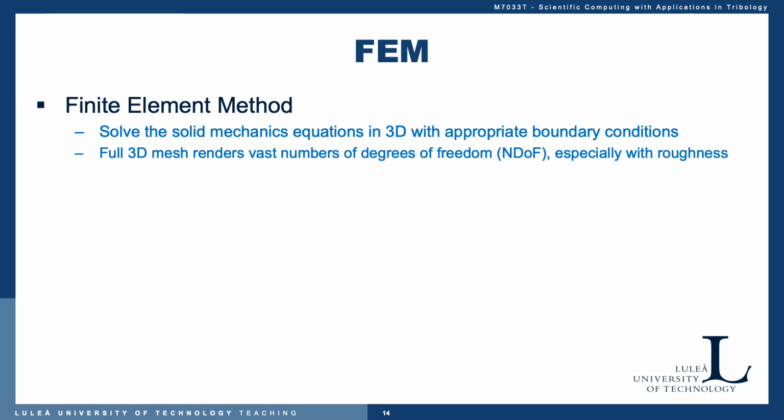There are mainly two different methods to use here, and the first one is the finite element method. This one solves the solid mechanics equations in 3D with the appropriate boundary conditions and with some specific method, typically a penalty-based method for the contact. It requires a full 3D mesh, and that will render, of course, a vast number of degrees of freedom. And imagine if you have to account for the surface roughness also, then it will be tremendously many elements required for this one.